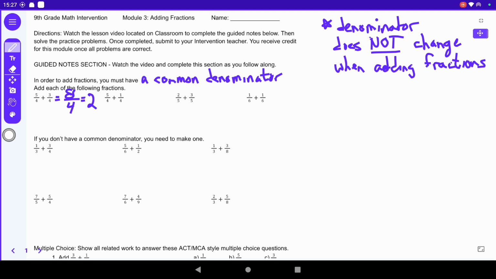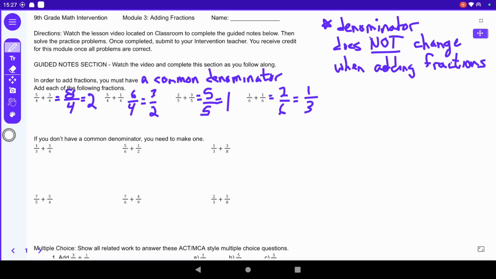So when we go back to this example, 5 fourths plus 1 fourth, again you're going to add the top. 5 plus 1 is 6 over 4. And then of course that reduces. Again, if you need to use that calculator feature, alpha y equals, enter, put in 6 over 4. And again, 2 over 5 plus 3 over 5, 2 plus 3 is 5 over 5 equals 1. And our last one here, 1 over 6 plus 1 over 6 equals 2 over 6. You can divide both by 2 to get 1 over 3.